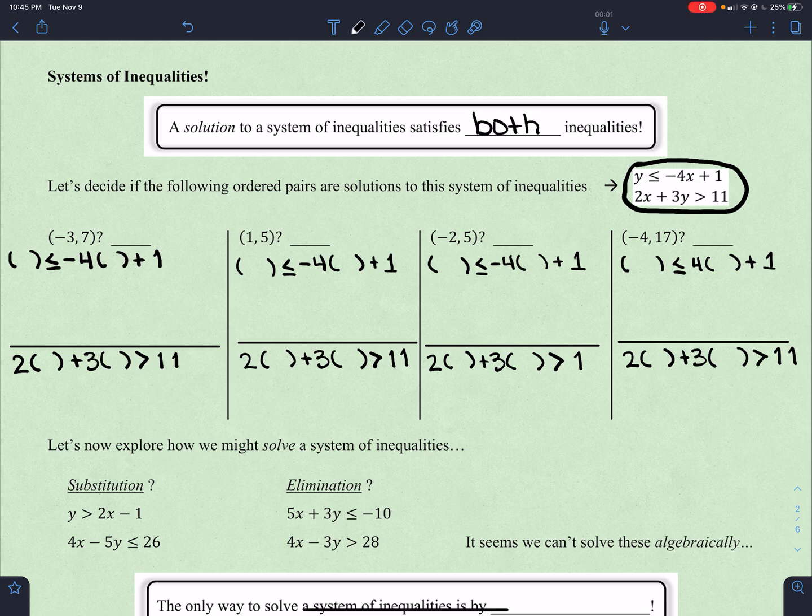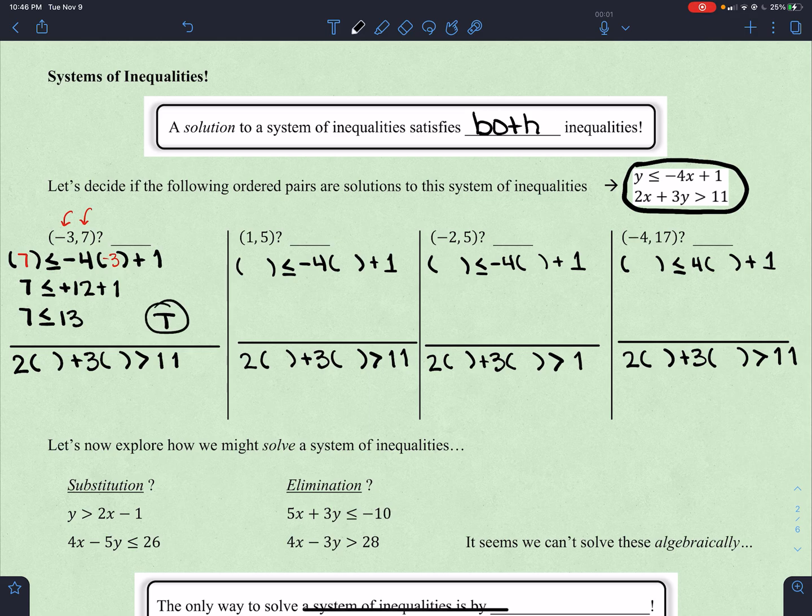All right, so the values that they gave us here for x is negative 3 and for y is 7. So here we had y, which is 7, is less than or equal to negative 4 times negative 3. So simplifying the left side is just 7. Simplifying the right side, I get positive 12 plus 1. And that gives me 7 is less than or equal to 13. That is a true statement.